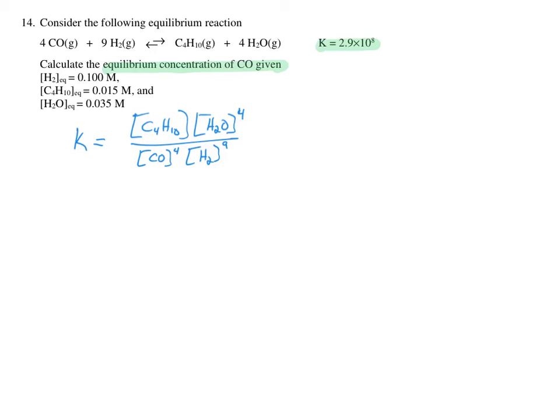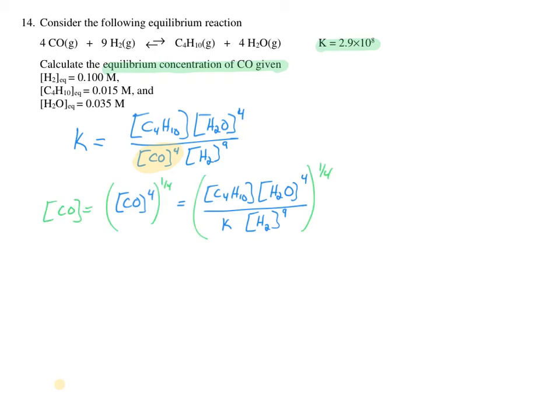The problem is asking us to calculate the equilibrium concentration of CO. So initially we're going to solve this expression for the equilibrium concentration of CO raised to the 4th power. We've gone through the algebraic steps to solve for the equilibrium concentration of CO raised to the 4th power. The next step is to solve for the equilibrium concentration of carbon monoxide by taking the 4th root of each side of this expression.